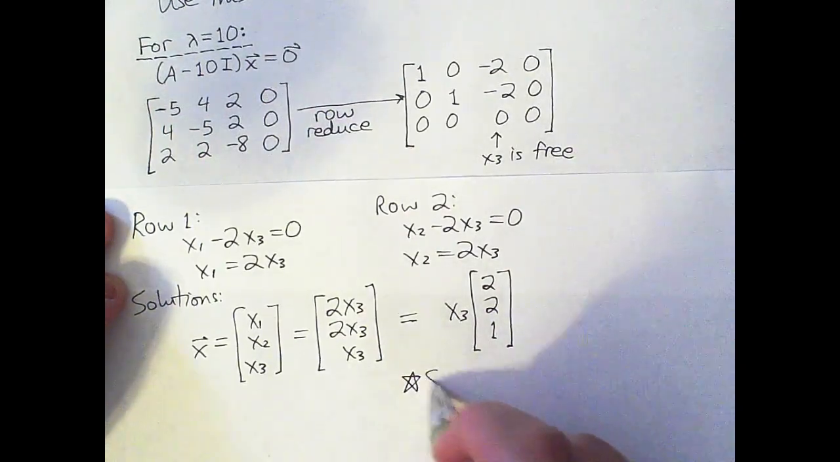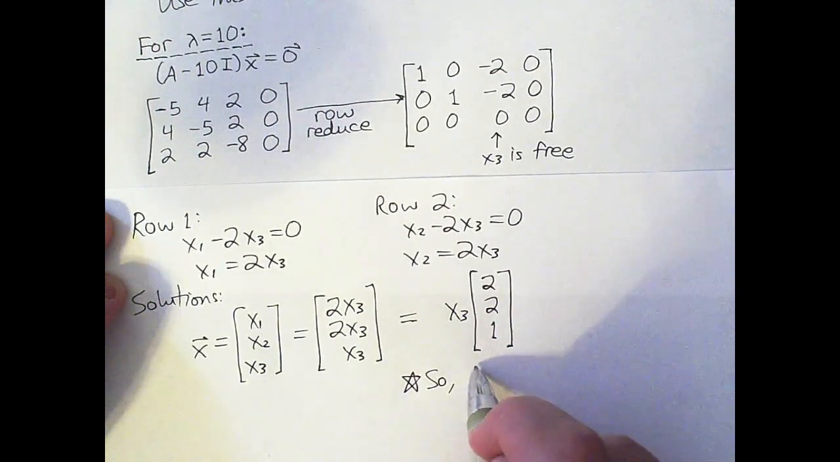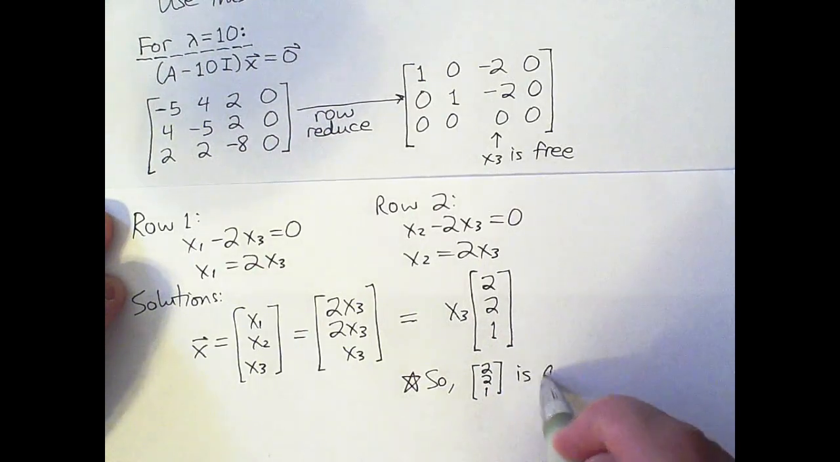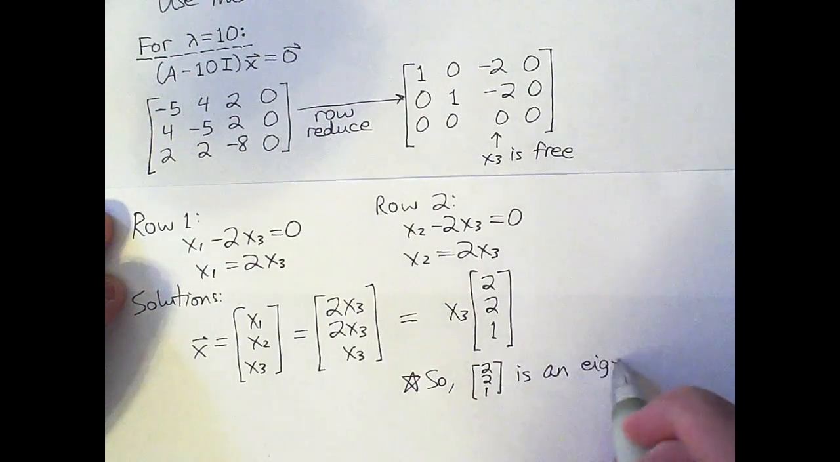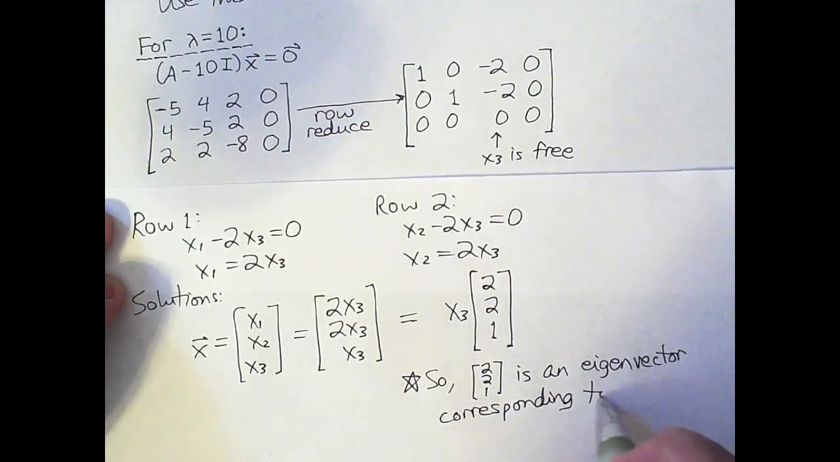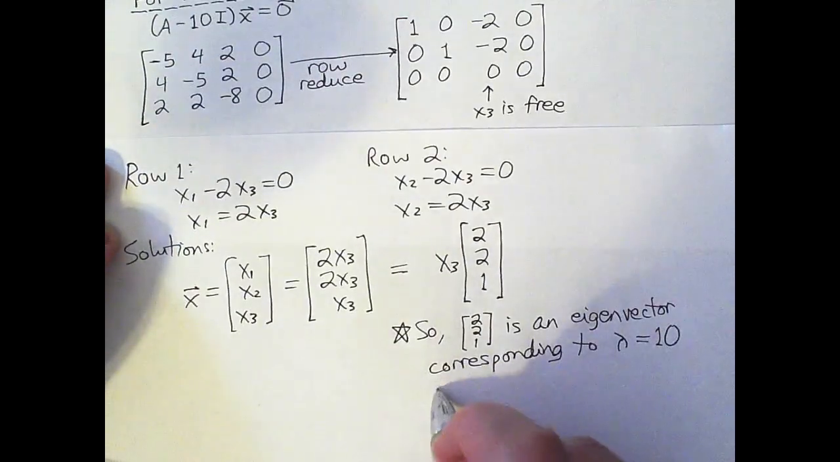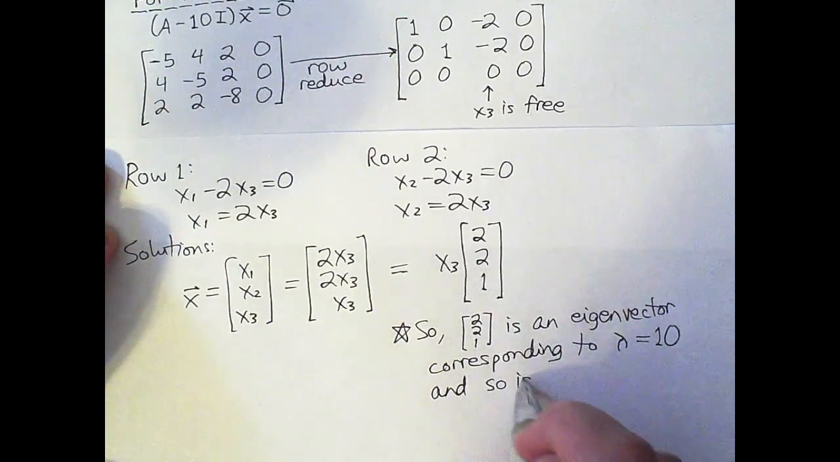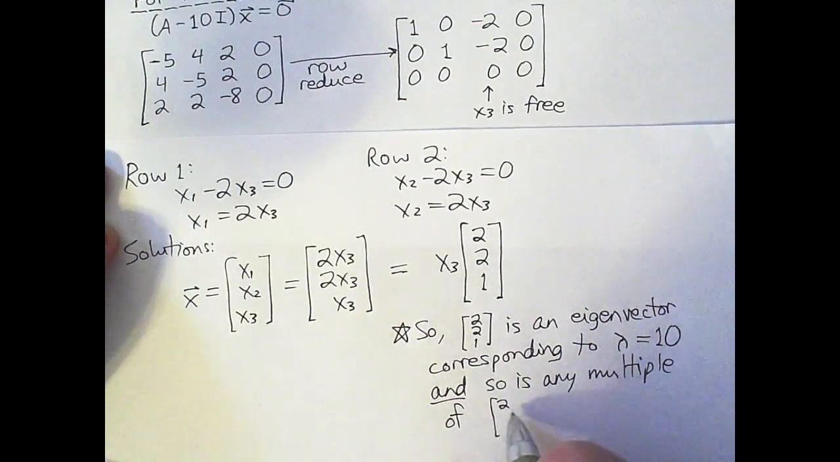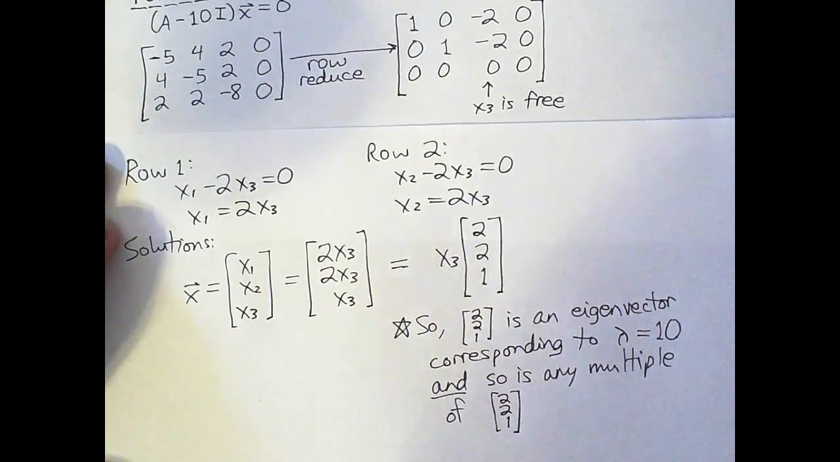Just to be clear, I'm going to say so: (2, 2, 1) is an eigenvector corresponding to the eigenvalue lambda equals 10. And so is any scalar multiple of (2, 2, 1).